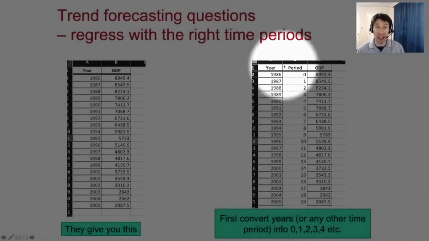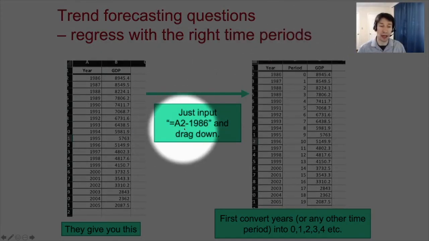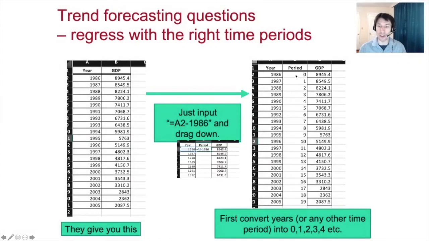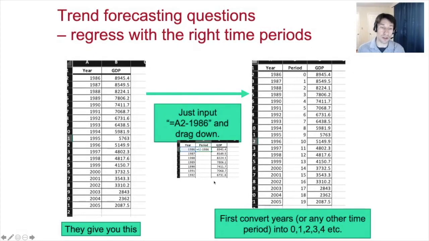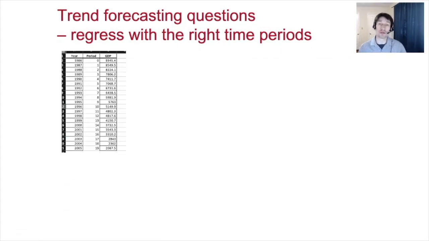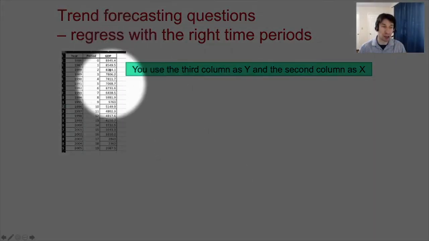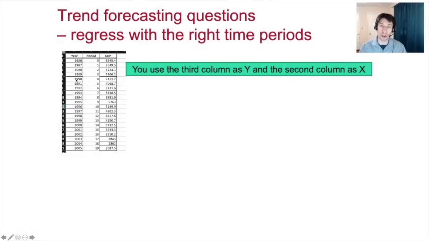How do you make that? All you need to do is in cell B2, you set it to A2 minus 1986, just so that this one is 0, and then you drag down. You take this and you drag it down, and that is your period variable. Then, of course, when you run your regression, make sure you are running your regression of GDP on the period, not on the year, right? You want this new transformed variable to be the one that you regress with.